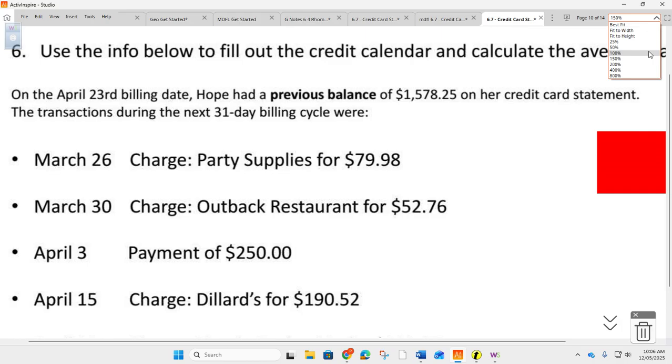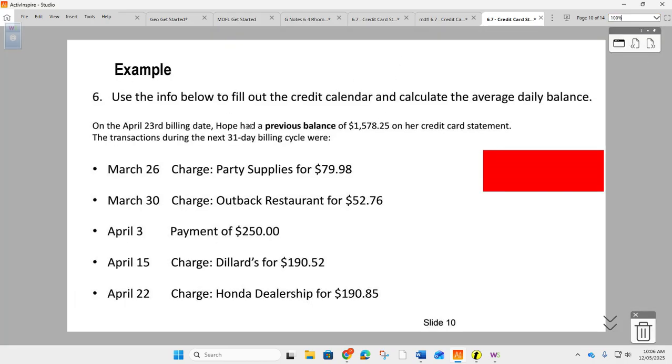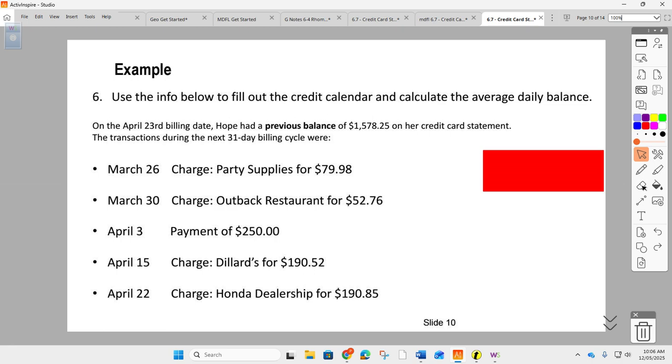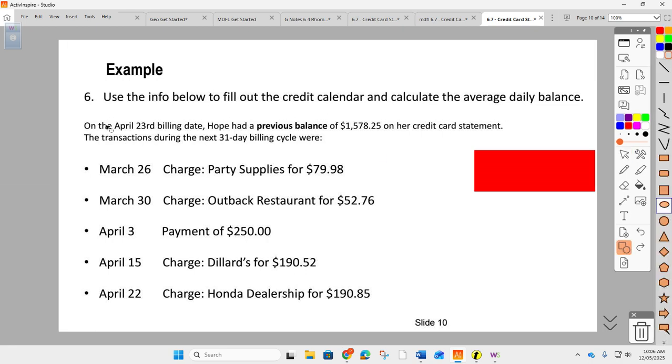All right, so some important things to note. It says on April 23rd, which is the billing date, so that's important, underline or something, that a previous balance of this amount, the transactions during the next 31-day billing cycle were this: purchase, purchase, payment, purchase, purchase. These are the dates that happened on. So we're going to create a credit calendar, and then we're going to use that to find the average daily balance.